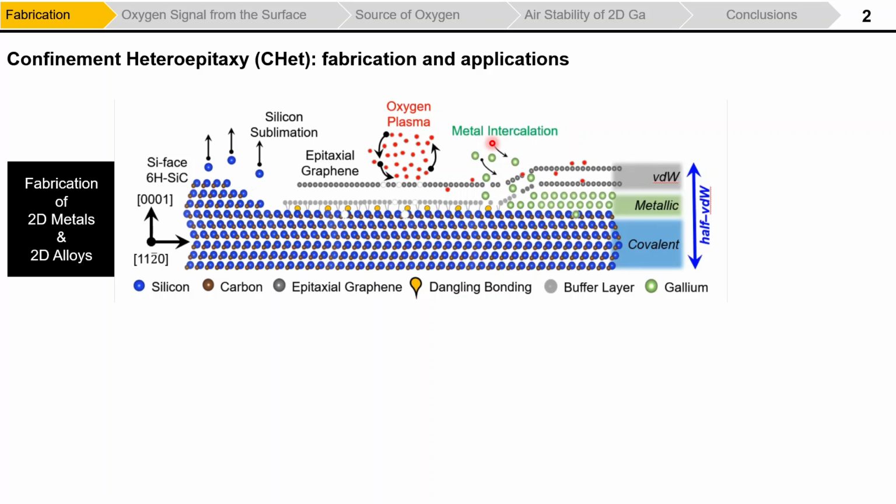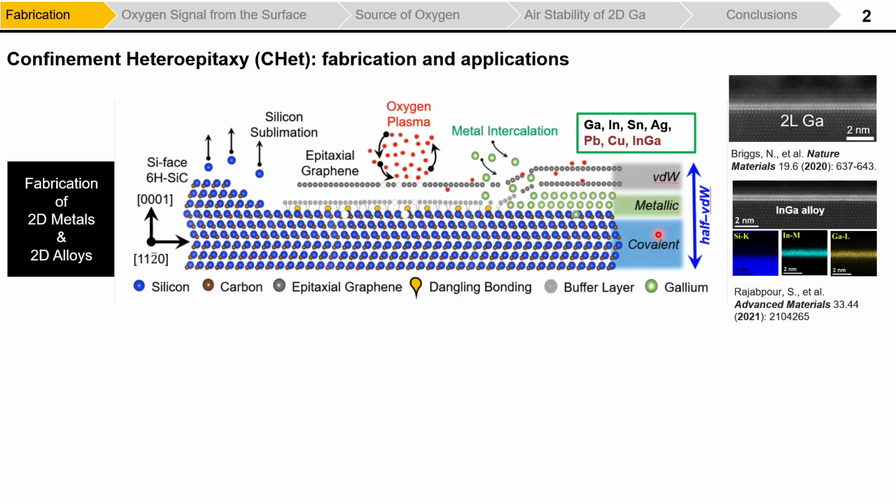These defects will help to intercalate the metal to passivate the higher energy silicon dangling bonds, and it will result in detaching the buffer layer and making a new layer of graphene as well. This interface contains covalent, metallic, and van der Waals bonding within around 2 nanometers, and we call it a half van der Waals bonding. With this method we can intercalate a variety of 2D metals and alloys, for example, here 2D gallium and indium gallium alloy.